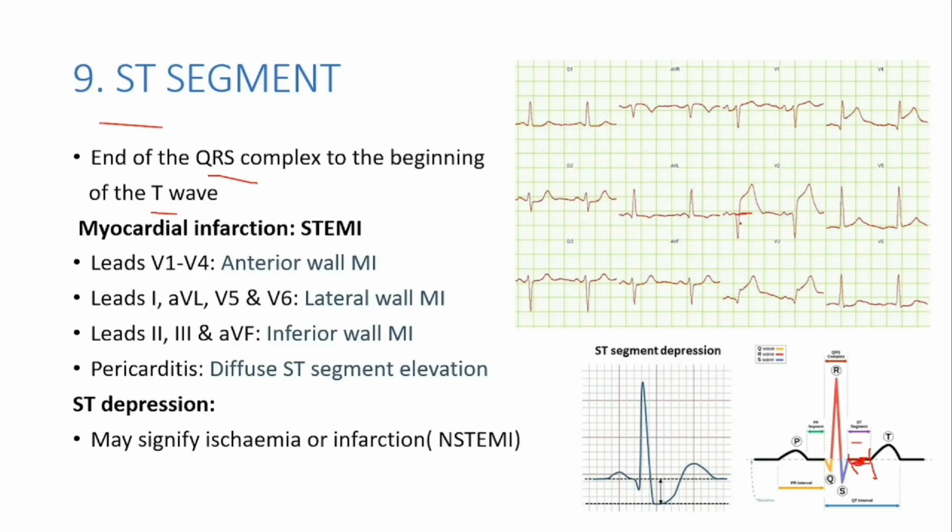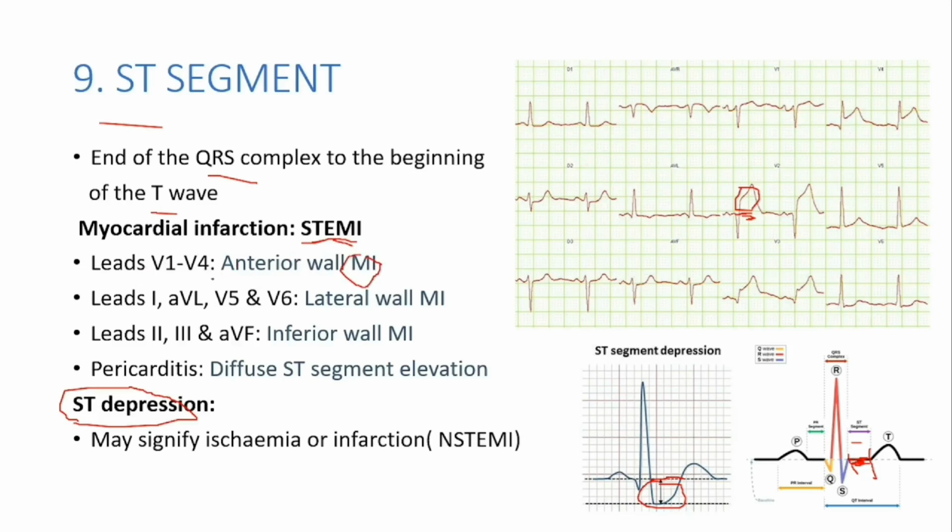But if the ST segment is above the baseline, like here, see it is above, it is called ST segment elevation. But if it is below this baseline, like you see this is the baseline and this ST segment is below the baseline, it will be called ST segment depression. Mostly ST segment elevation is seen in MI. MI shows ST segment elevation.